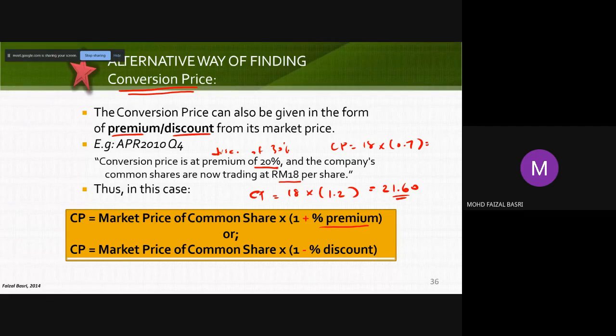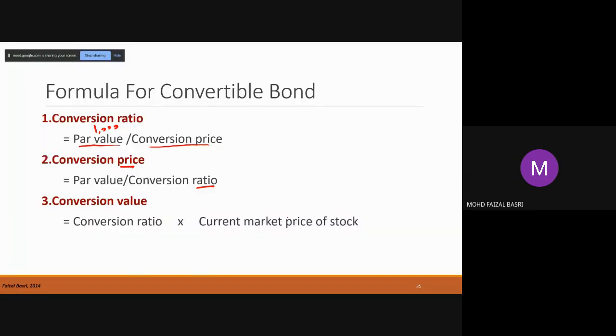So the conversion price will be 12 ringgit and 60 cents. Okay, kalau dia discount 30%. So this is another way, ataupun alternative way, to find conversion price if the question is set up something like this. They use the word premium or discount. Okay, so this is how we find it lah. So once you have this conversion price, then we can calculate the conversion ratio.